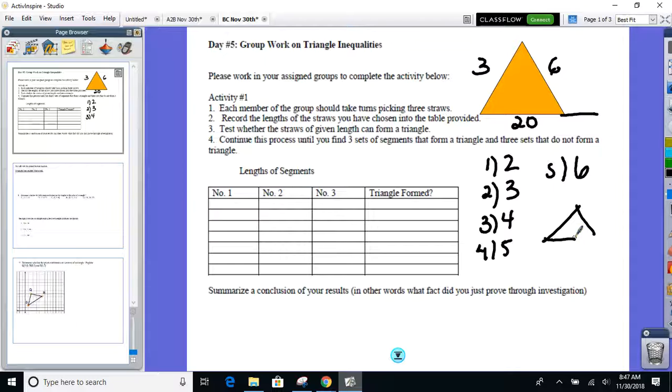If you and your group are having a disagreement, please call me over and I will let you know if it should or not. I would like you to find a couple yeses and a couple nos. They're not going to be all yeses or all nos. So go ahead right now, take 3, record them, see if it forms a triangle or not. Any disagreement, call me over.